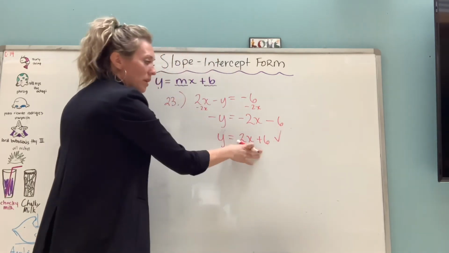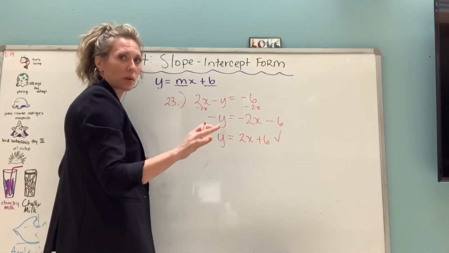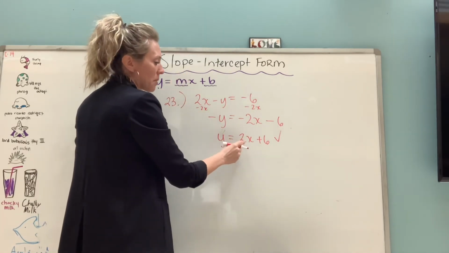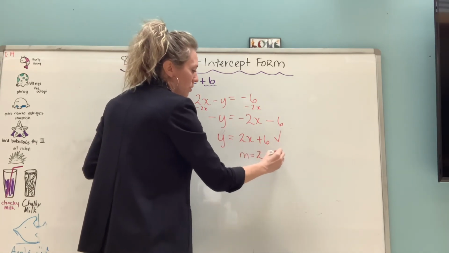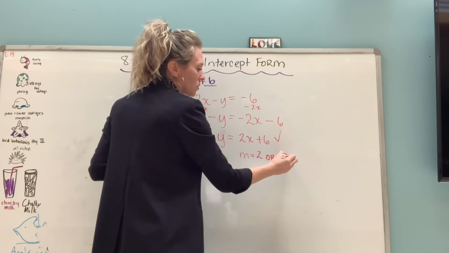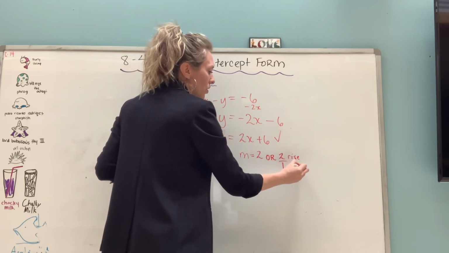And I'm done. And now we could take this, pull the slope, pull the y-intercept, and graph away. Remember that here the slope is 2, or you can call it 2 over 1. So then you're going to rise 2 and run 1.